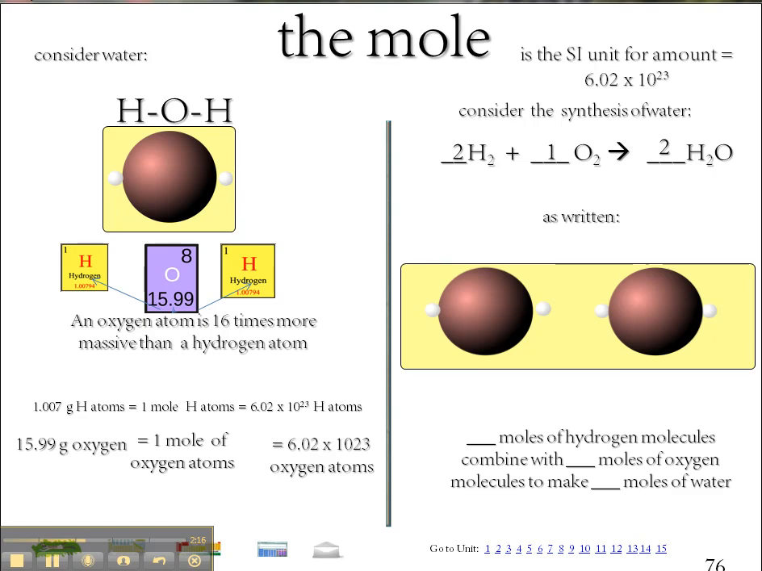So as written, this says to make 2 moles of water, we take 2 moles of hydrogen molecules, combine them with 1 mole of oxygen. There it is right there. 1 pair of oxygen molecules there, or 1 mole on a molar scale. And that'll make 2 moles of water.